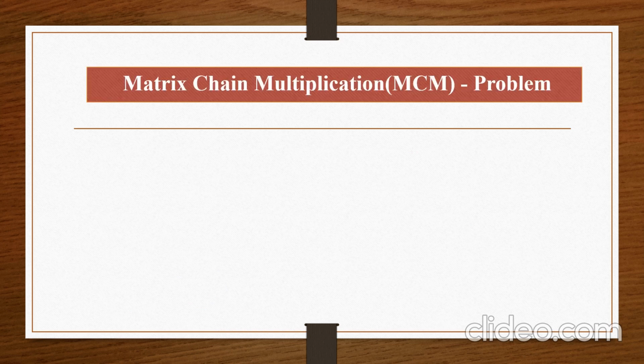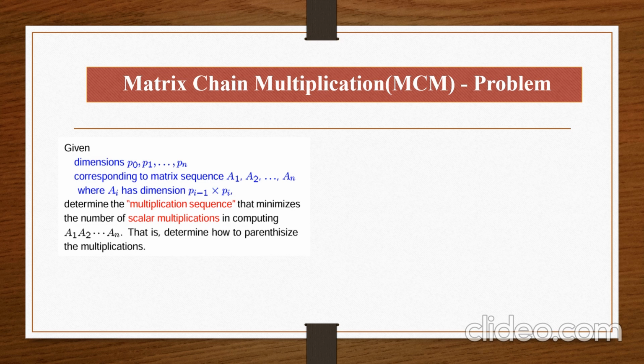The matrix chain multiplication problem is one wherein you will be given a set of dimensions P0 to Pn, which correspond to the matrices A1 to An, where Ai has a dimension Pi minus 1 into Pi. And we need to determine a multiplication sequence that minimizes the number of scalar multiplications in computing the product of matrices A1 to An. That is, we have to determine how we are going to parenthesize the multiplication.